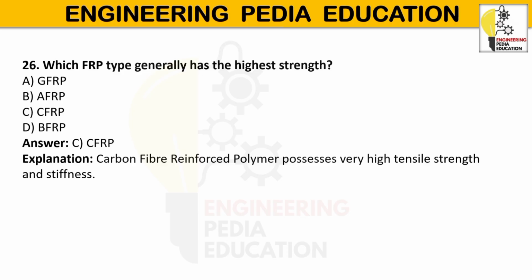For applications requiring maximum structural strength, CFRP is generally considered the highest strength FRP type, while GFRP, AFRP and BFRP each have advantages in specific situations. Full form of FRP is fiber reinforced polymer and full form of CFRP is carbon fiber reinforced polymer. GFRP is glass fiber reinforced polymer. AFRP is aramid fiber reinforced polymer.